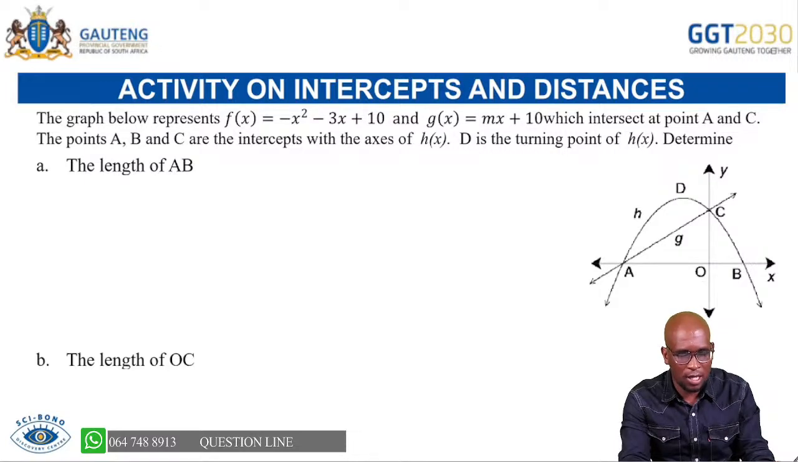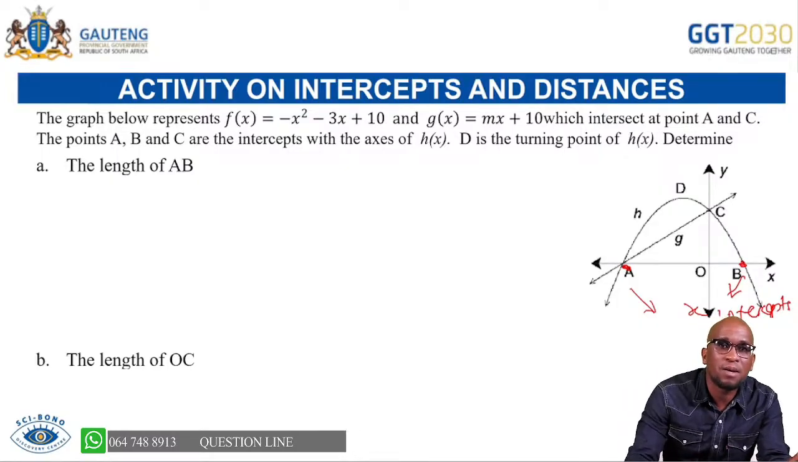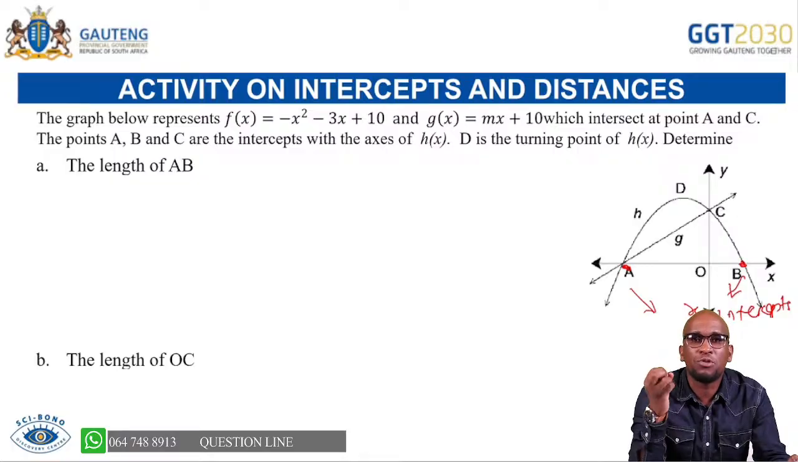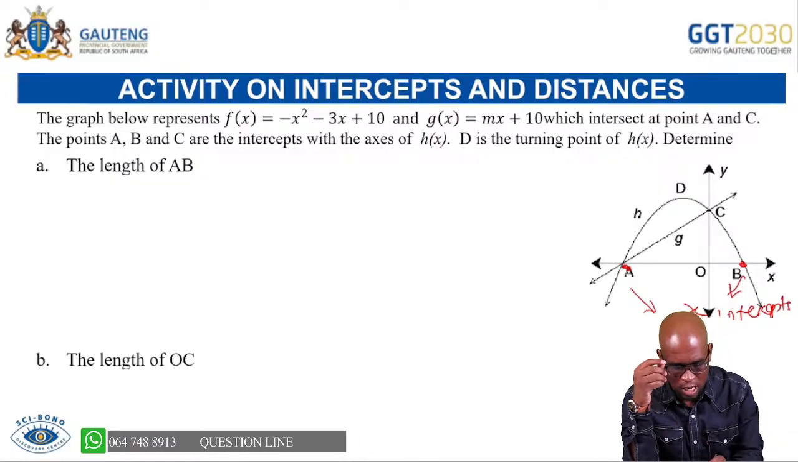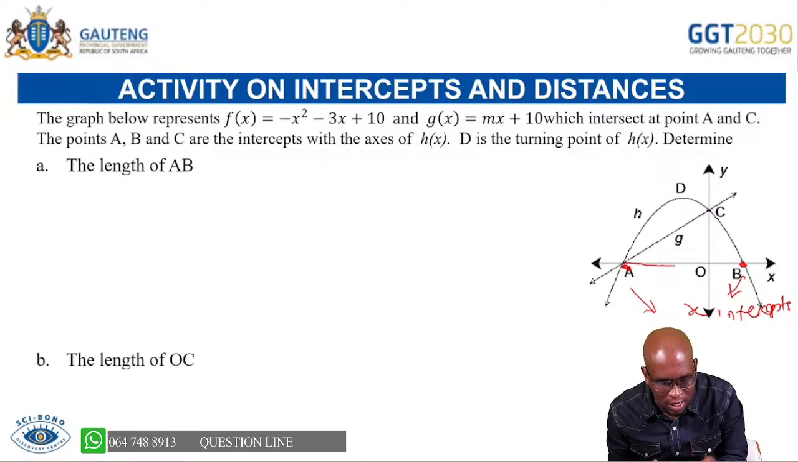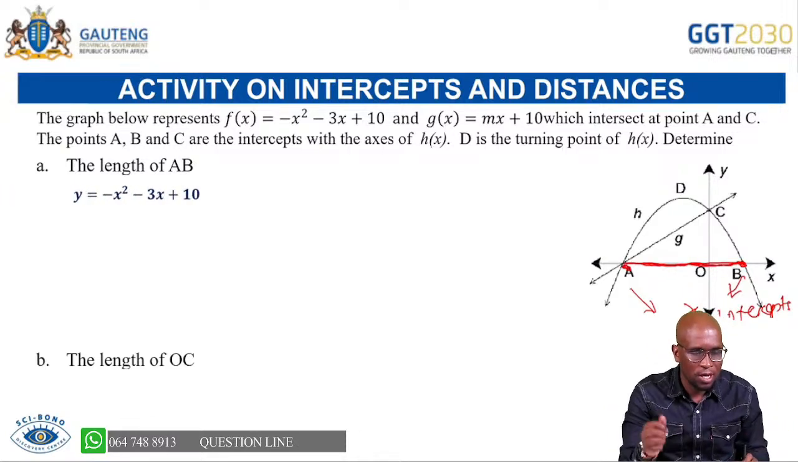Right, let's look at the length of AB. Look at A and B. You can see that A and B are both x-intercepts. Because they are x-intercepts, we need to first determine the x-intercept by putting y equal to 0 and then solve for x. Then we locate the points there before we can ultimately work out the length, because we are looking at this length and this length is parallel to the x-axis. It is a horizontal length, right?